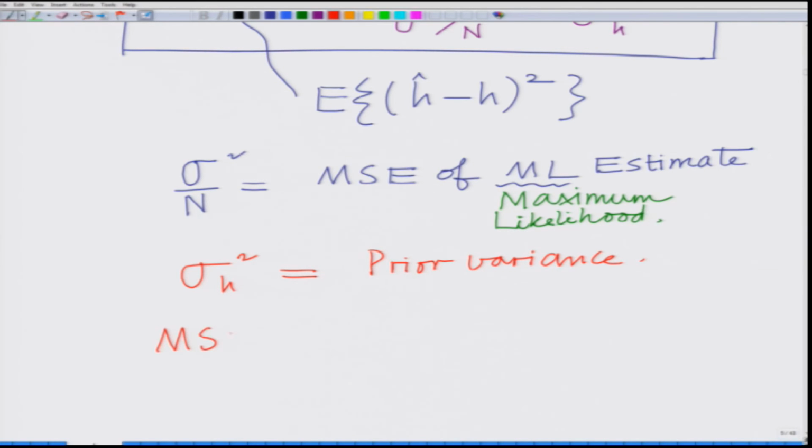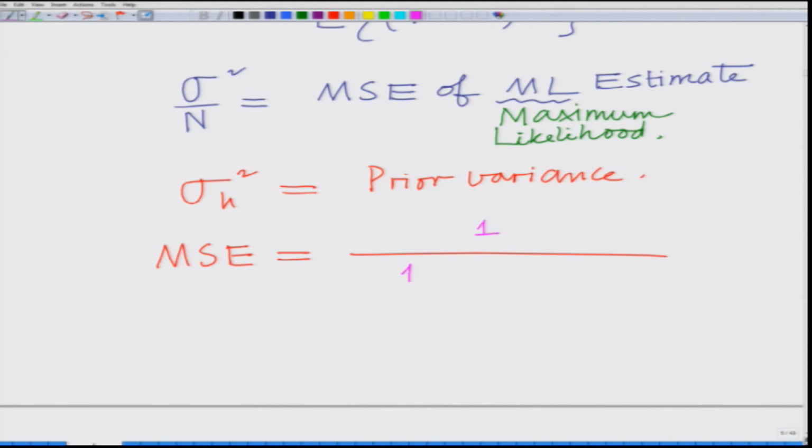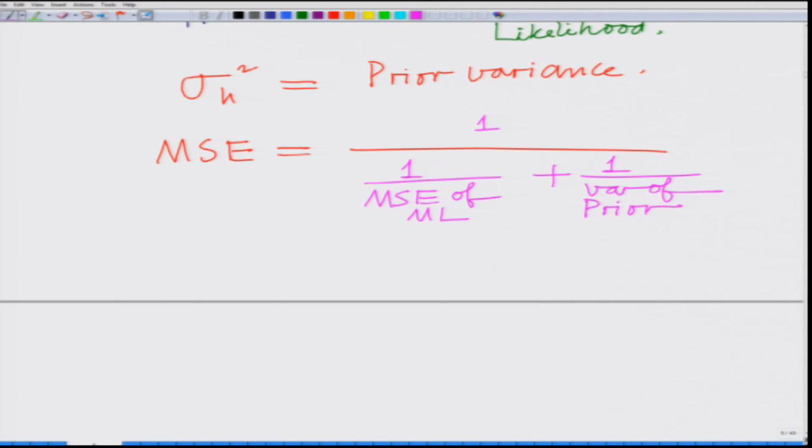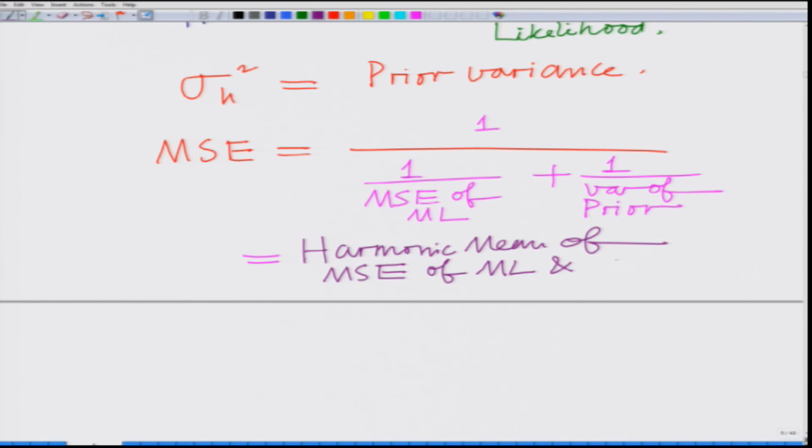Therefore, you can now see that the MSE is nothing but 1 over the mean squared error of ML plus 1 over the variance of the prior, and this is an interesting result, which basically means that this is the harmonic mean of the MSE, the mean squared error of the ML estimate, and the variance of the prior.